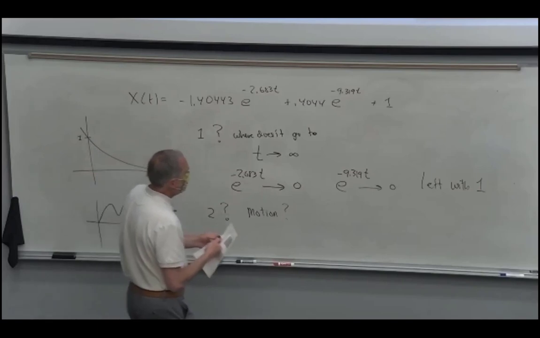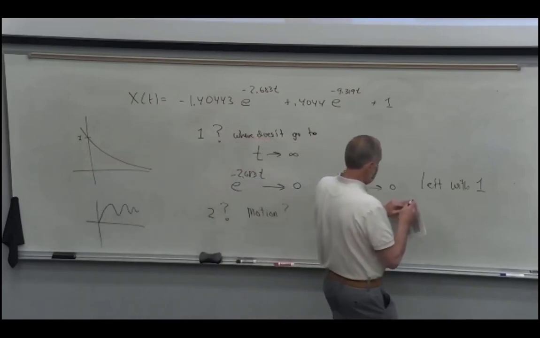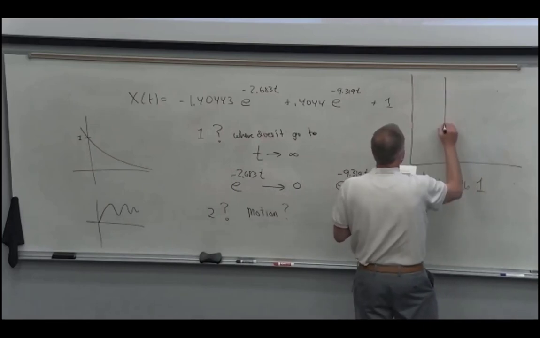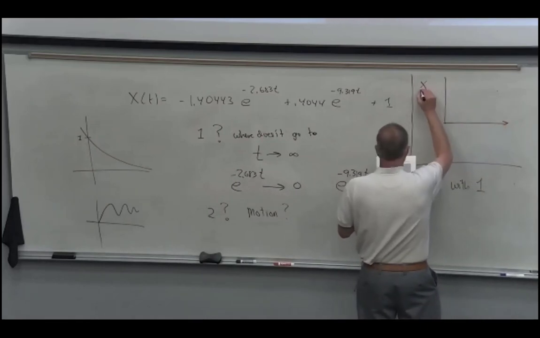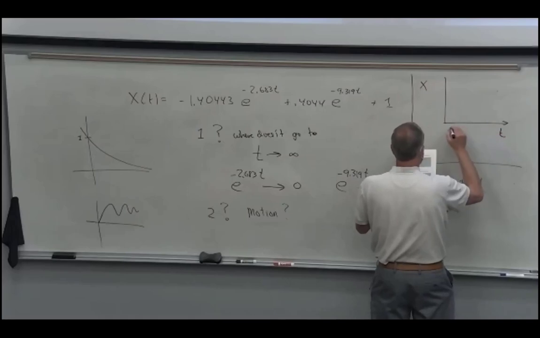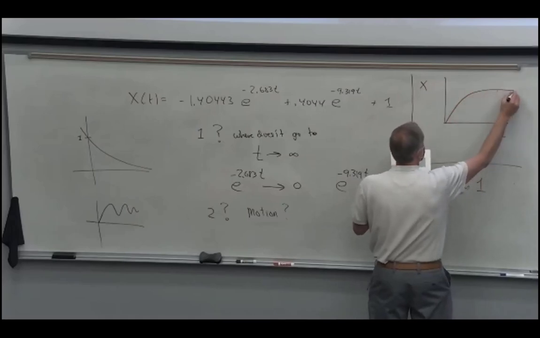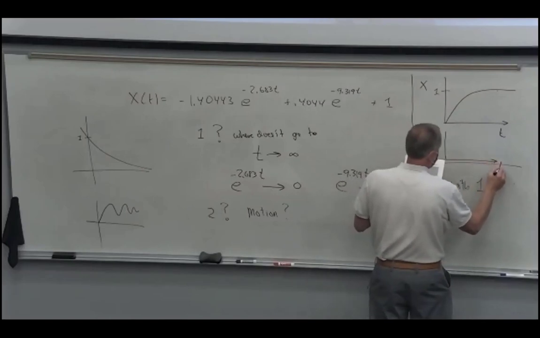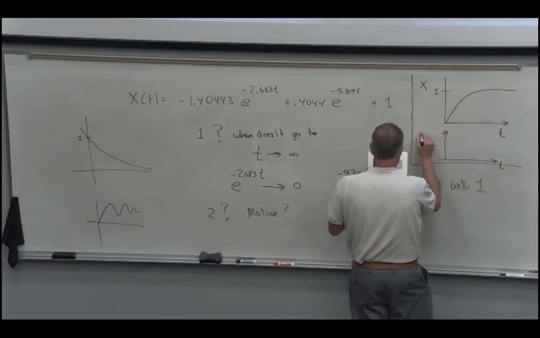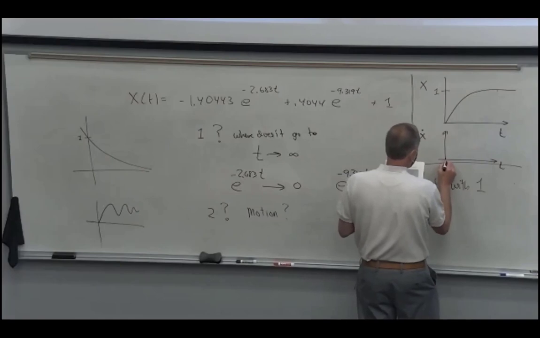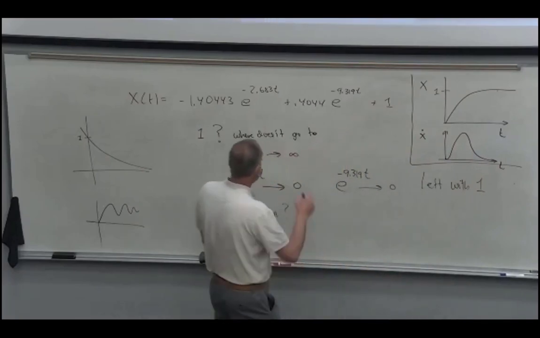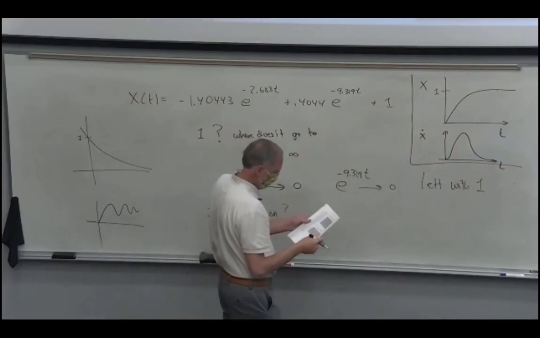And in fact, if you plot this total function in Excel like we did last time, if you plot x versus time, it goes up and stops at 1. And if you plot x dot versus time, it starts out at 0 velocity, it comes up to a peak velocity, and then the velocity goes back down and it stops. That's just a plot of that whole function there.